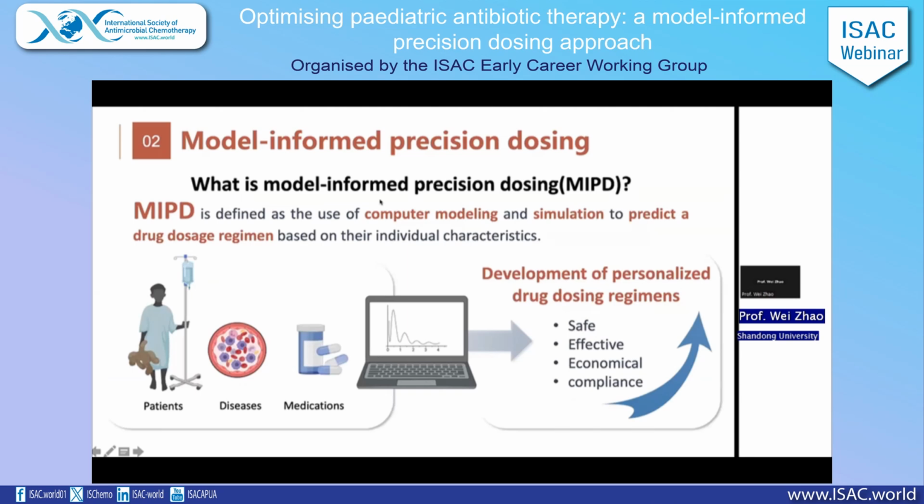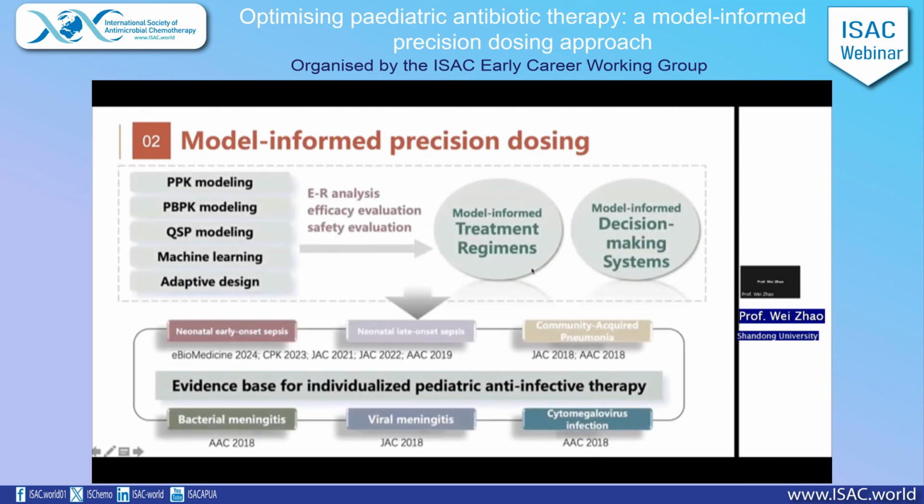MIPD is defined as the use of modeling and simulation to predict an individual dosing regimen based on their individual characteristics. In our group, we have various tools to realize this approach. We have different modeling approaches like population PK, PBPK, QSP, machine learning, et cetera. The final target is to have the treatment regimen. And recently, we also tried to develop a decision-making system to realize model-based dosing. For various indications, such as EOS, the early-onset sepsis, late-onset sepsis, CAP, and melanin, we have a large application.